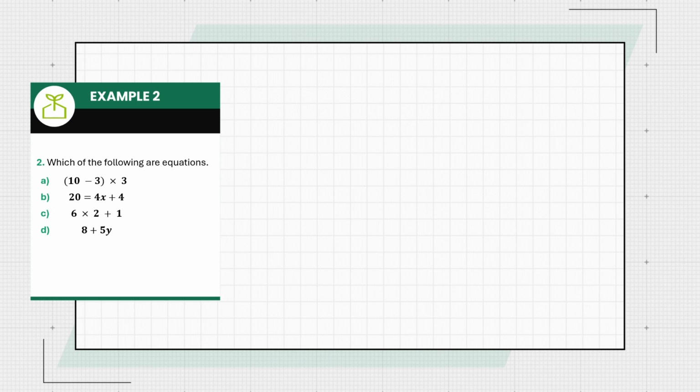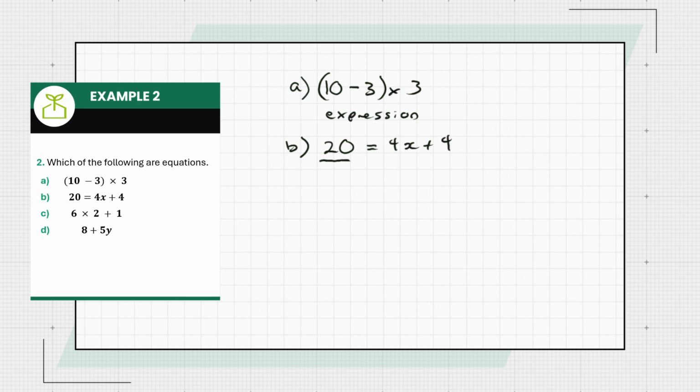Alright, let's get started. We're trying to determine which one of these is an equation and which ones are not. So let's look at A. We have 10 minus 3 times 3. This isn't being said to be equal to anything, it's a single expression, so it's not an equation. For B, we have 20 is equal to 4x plus 4. We have one expression on either side, and they're both being said to be equal to each other, so this is an equation.